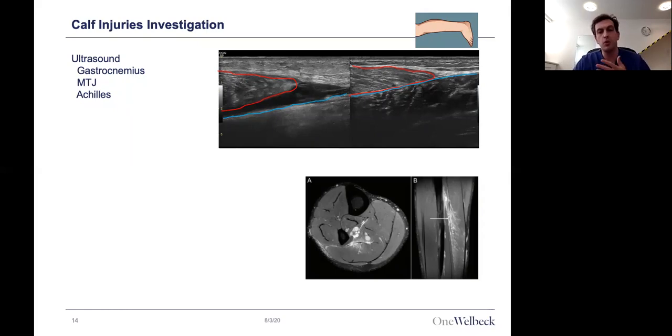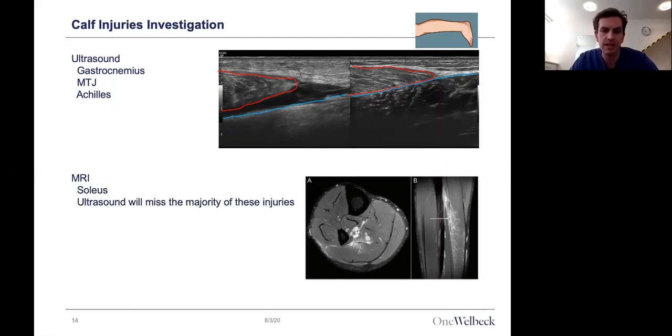In someone who walks in with a lot of pain, with functional disability, with a completely normal ultrasound, the likelihood is that I will consider an MRI, because the vast proportion of soleus injuries can be missed with ultrasound, as it's a deeper muscle, and therefore an MRI is much more likely to pick up these subtle injuries.